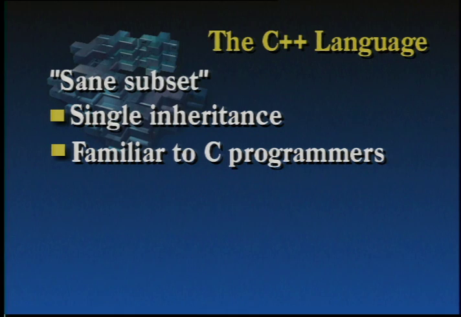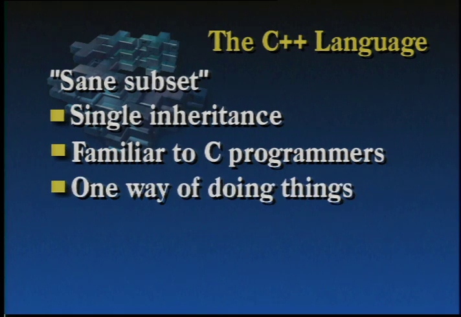So for example, if something has pointer semantics, we use pointers. If it has reference semantics, we use references. Another important thing is to provide one way of doing things. Even though C++ provides many alternatives, we try and be consistent on the way to do standard things.